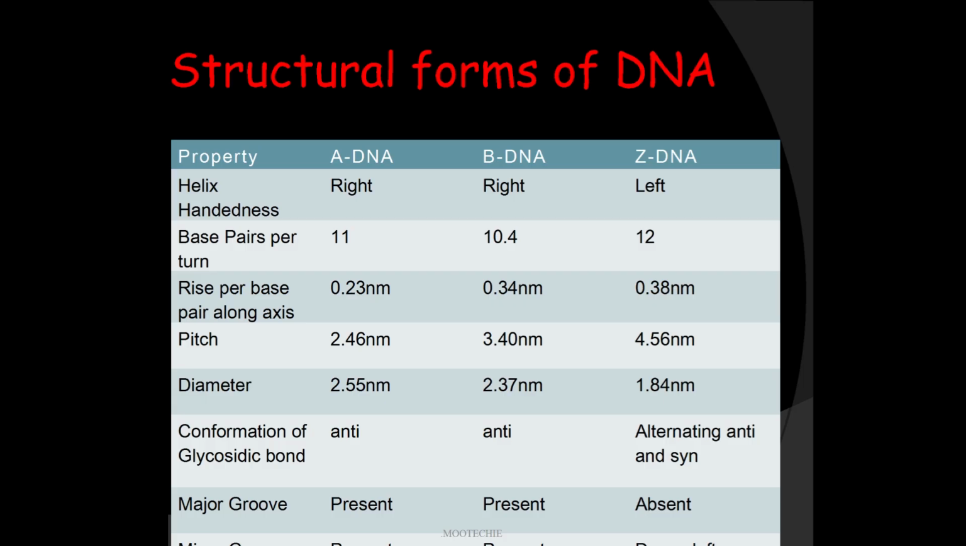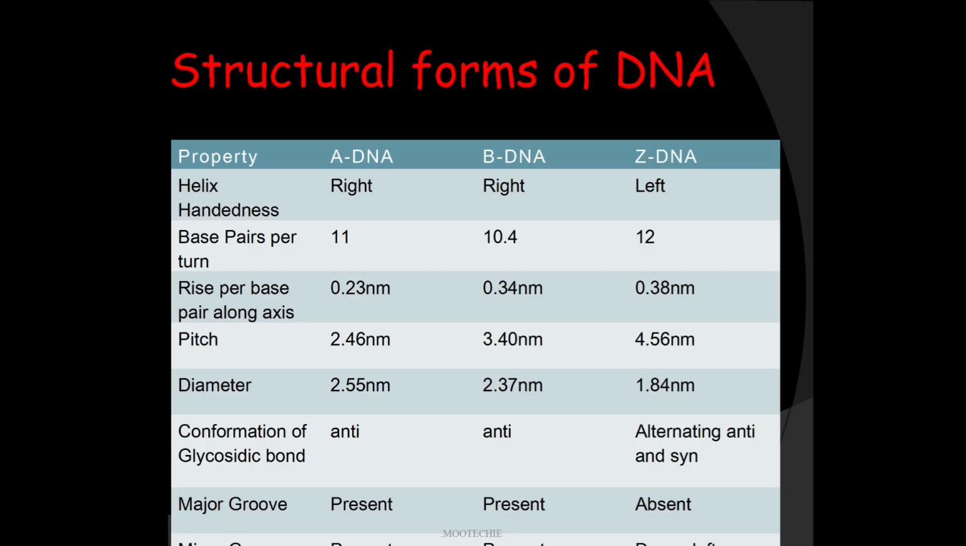Rise per base pair: A-DNA is 0.23 nanometers, B-DNA is 0.34 nanometers, and Z-DNA is 0.38 nanometers. Pitch: A-DNA is 2.46 nanometers, B-DNA is 3.40 nanometers, and Z-DNA is 4.56 nanometers. Diameter: A-DNA is 2.55 nanometers, B-DNA is 2.37 nanometers, and the slimmer Z-DNA is 1.84 nanometers.